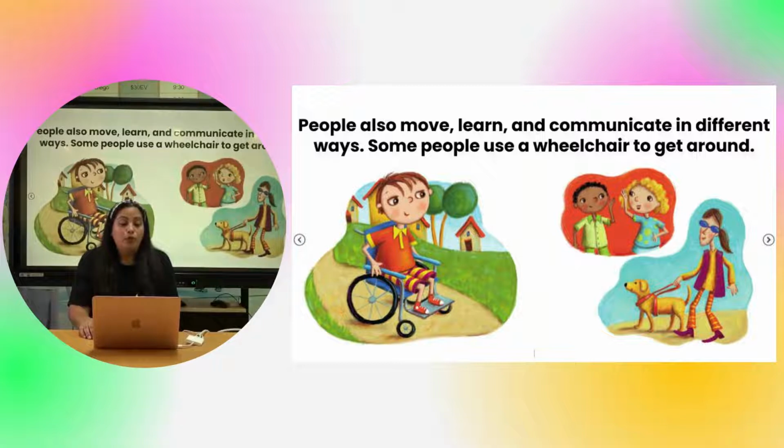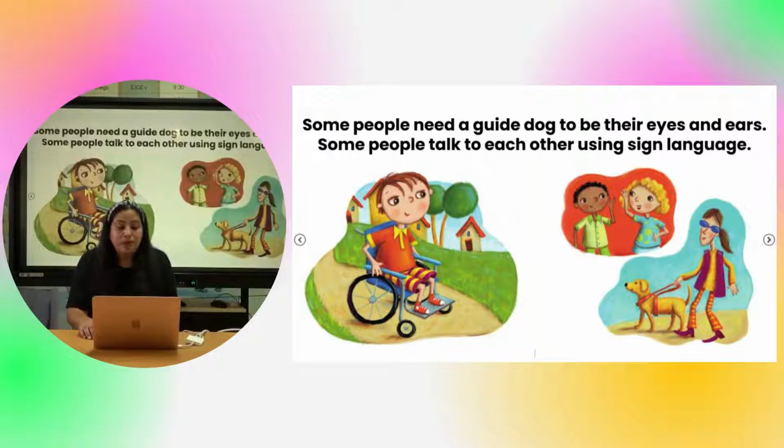People also move, learn, and communicate in different ways. Some people use a wheelchair to get around, and we see a student here in a wheelchair. Some people need a guide dog to be their eyes and their ears. In the picture, we see a lady with a dog. That's her guide dog. And some people talk to each other using sign language. They can't hear, so they use their hands to talk.